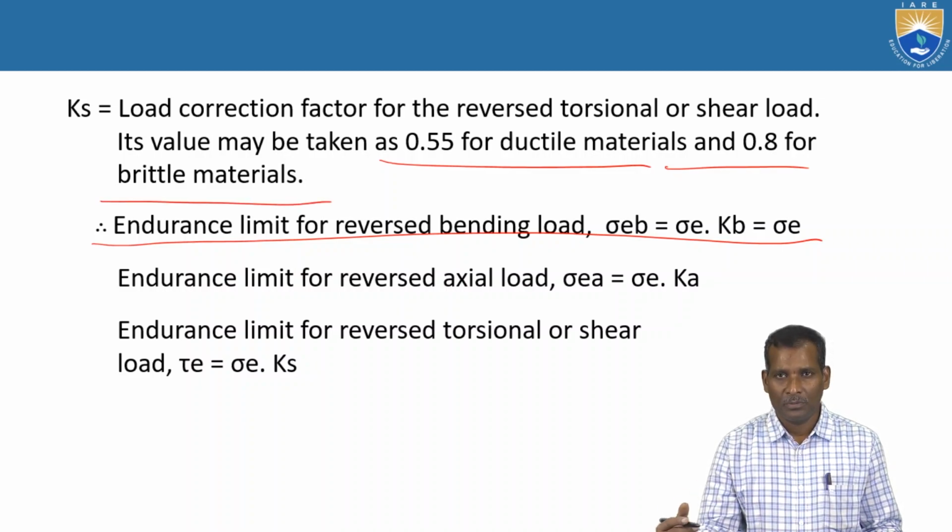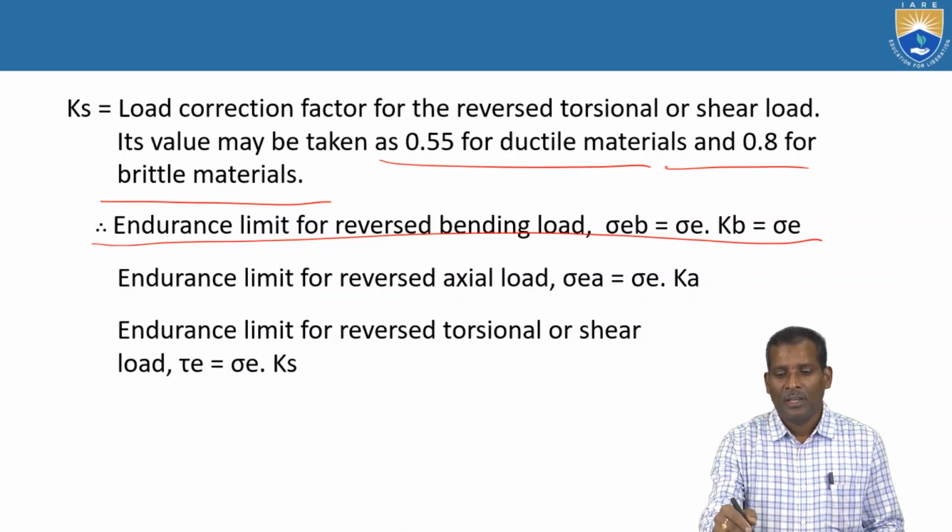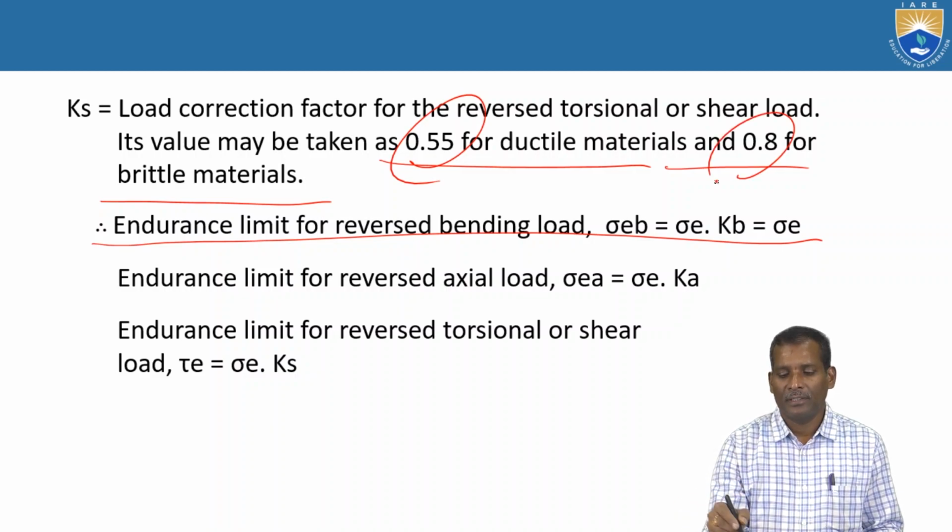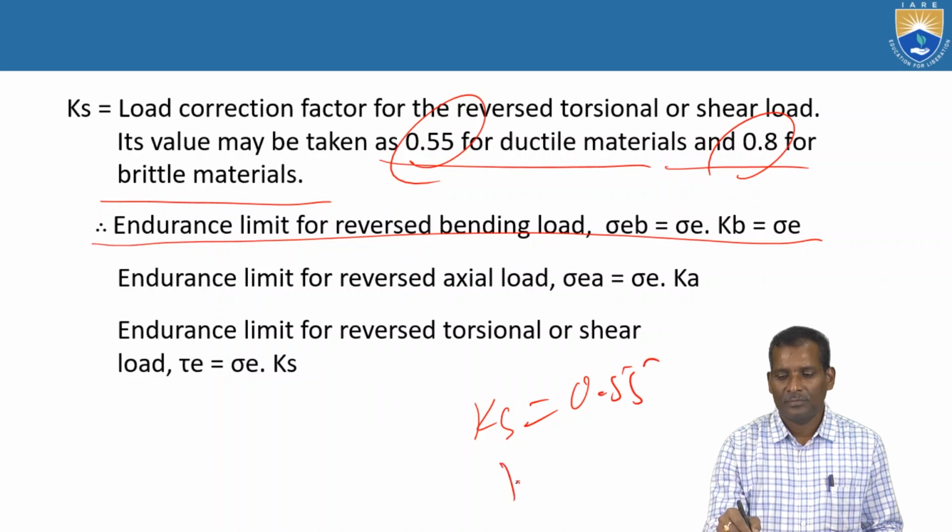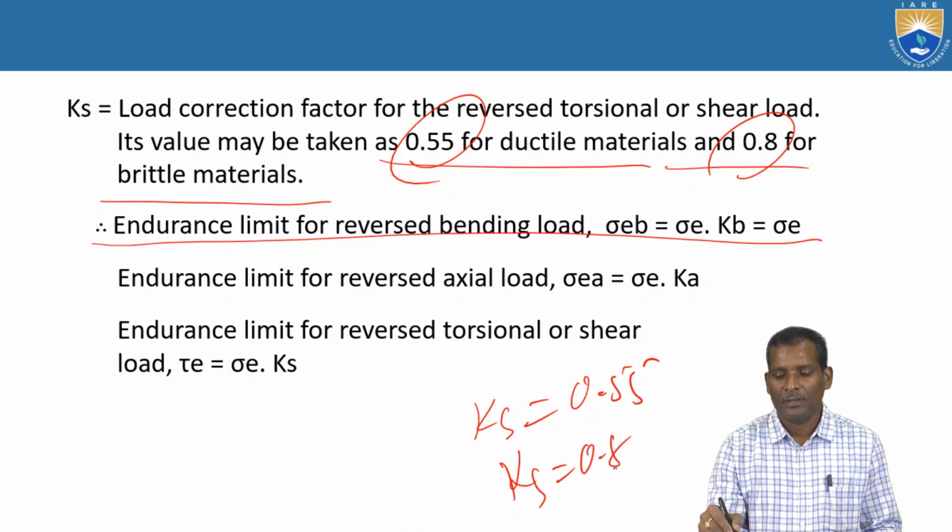Suppose the material you selected is a ductile material, you may assume 0.55 for ductile and 0.8 for brittle. That is the Ks value.